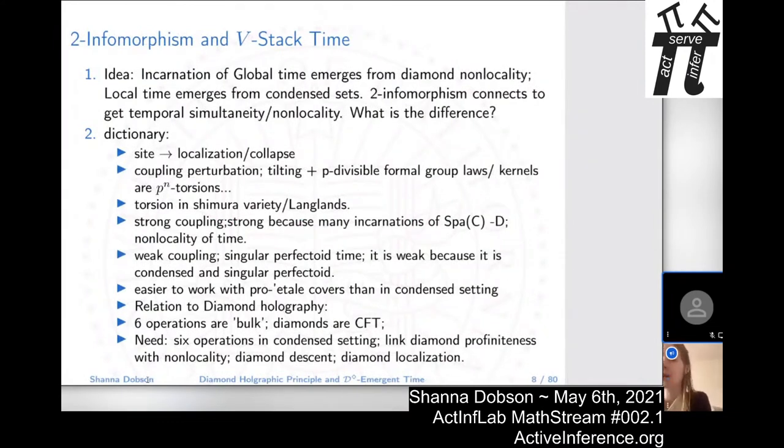So what is this? The idea is the incarnation of global time emerges from diamond non-locality. That's what I just tried to say. Local time emerges from these singular condensed sets. The two-infomorphism is going to connect the global time with the local time. That's the whole point, right? That's how your organism evolves. That's how you deduce, is to connect your local time with what's actually happening globally. These cannot be singular, they have to intersect at some point. So if this two-infomorphism can actually do that, then you can get this temporal simultaneity non-locality.